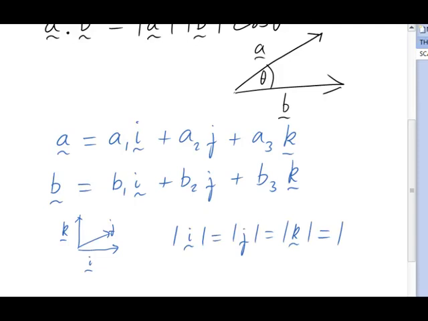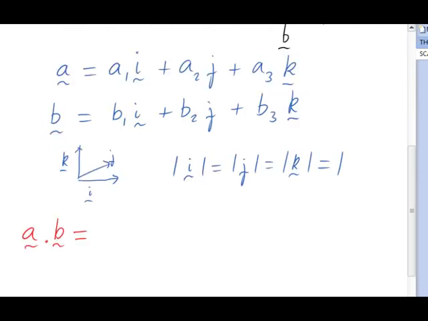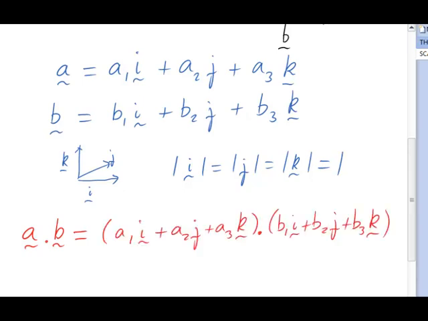In the meantime, we can now write our two vectors as a sum of components in the i, j, and k directions. We call those respectively a1, a2, a3 for A, and b1, b2, b3 for B. I'm now going to write down an expression for the dot product between A and B using the component forms shown here. I'm writing A dot B, and now I'm going to substitute A and B with the forms shown using i, j, and k just above. This is what it looks like.